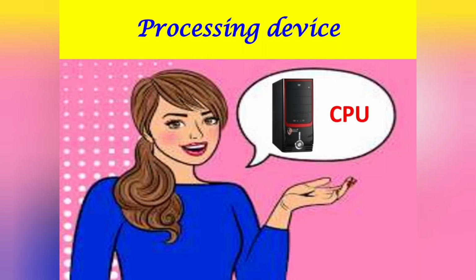The second device is processing device. This also we have already seen. Once again recall: CPU. CPU means Central Processing Unit. CPU is the processing device and it is also called the brain of the computer.